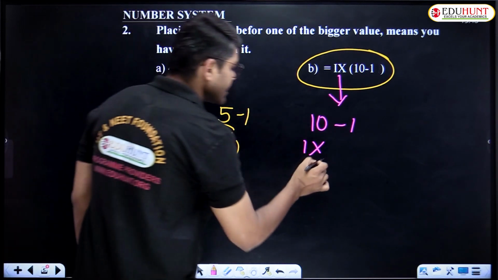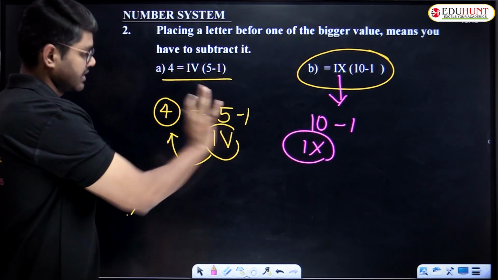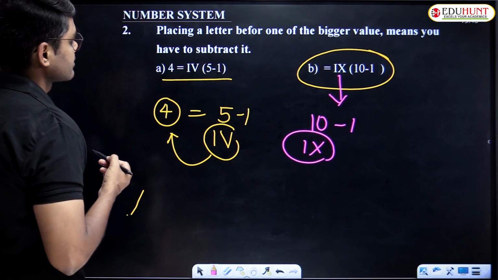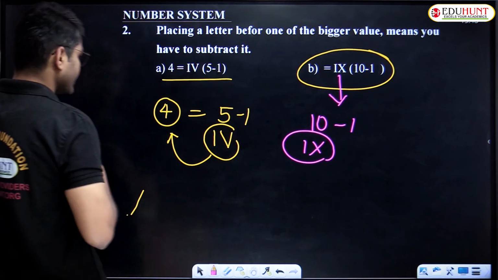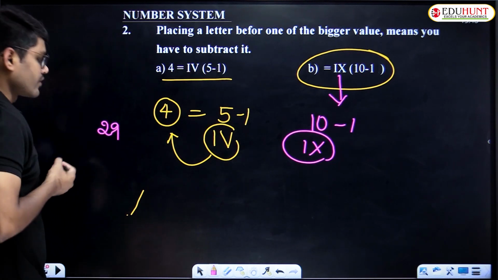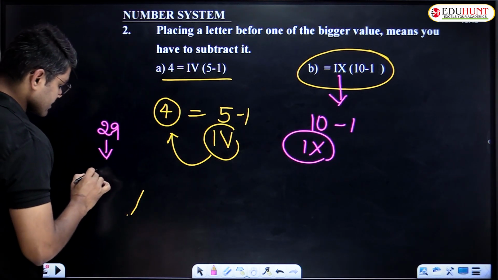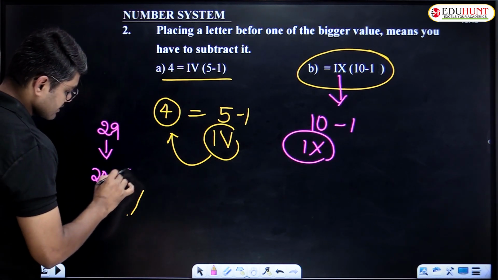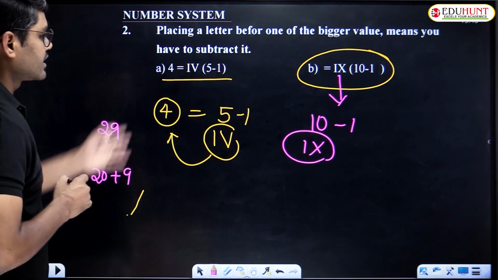That is IX, which is nothing but 9. If I want to write 29, I can write 20 plus 9. I don't know how to write 20 in Roman numerals.